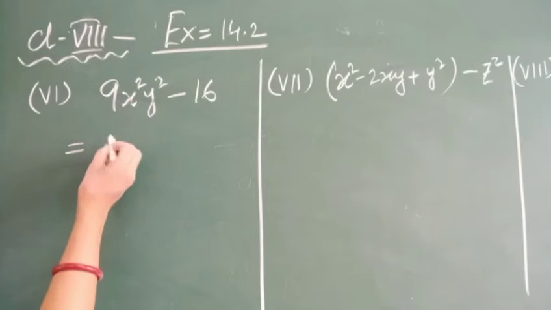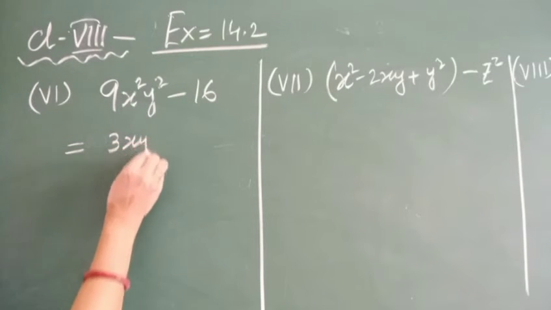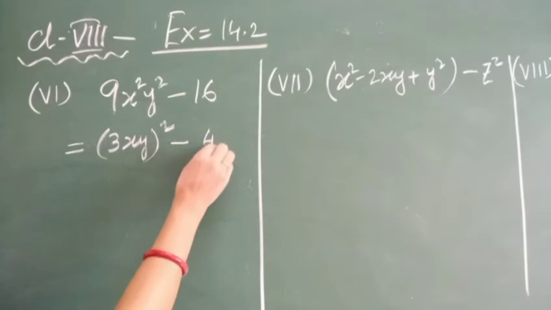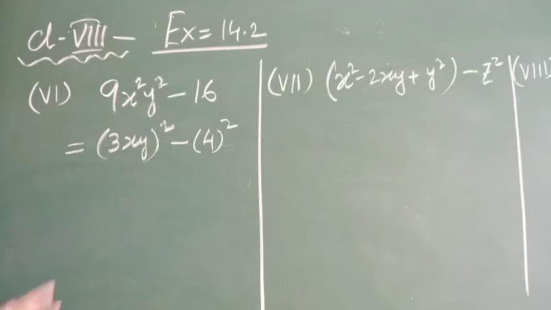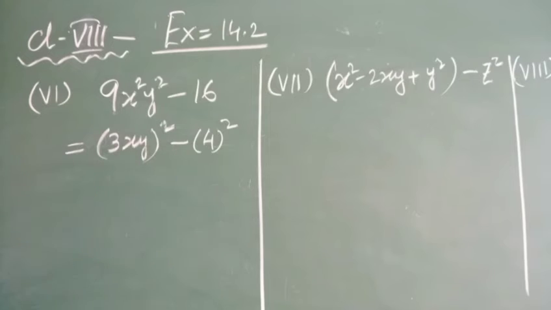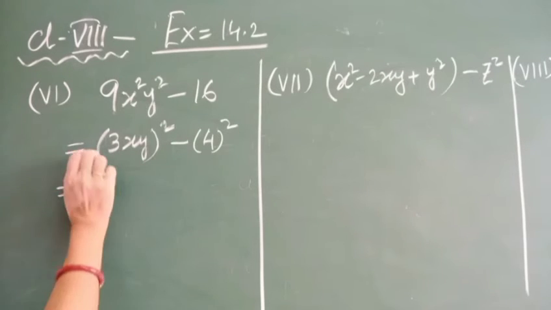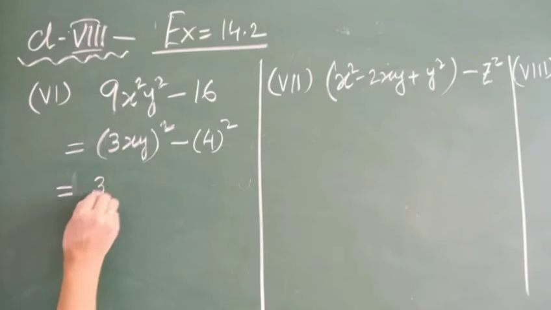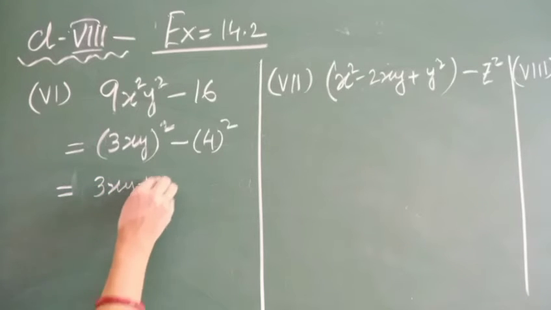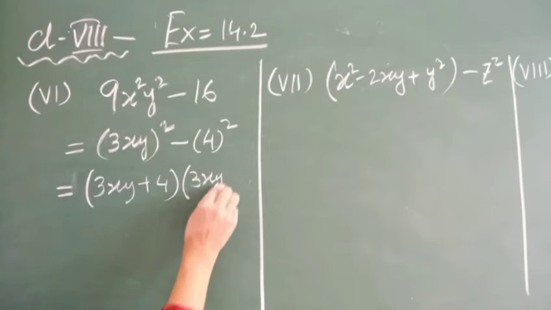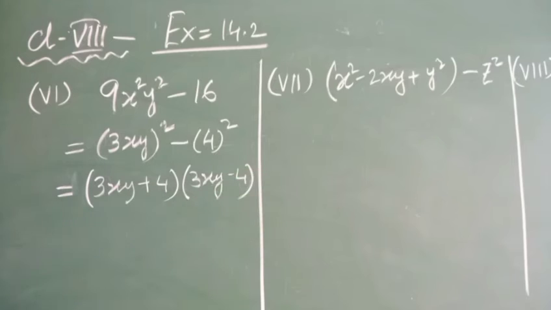9x square y square, can I write 3xy whole square? 3 squared is 9, x square y square, same thing. Minus 16 means 4 square. So again we can use a square minus b square, that means a plus b into a minus b. This form can fit with the third identity. So 3xy plus 4, 3xy minus 4. Understood?